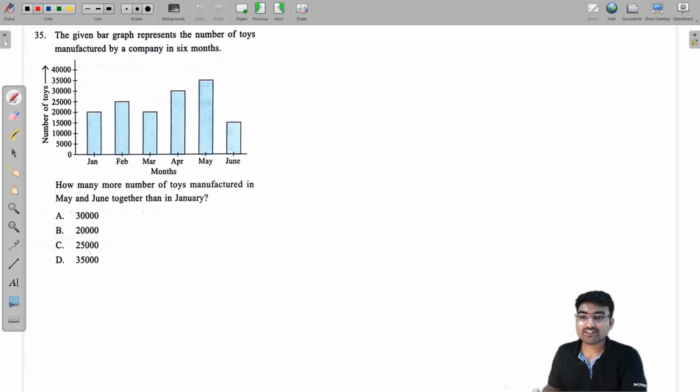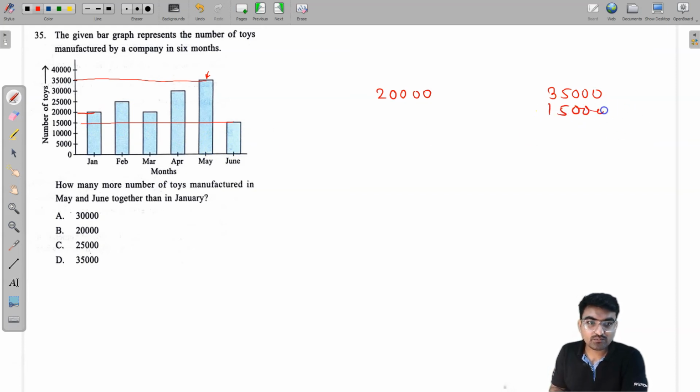Okay, so now question number 35. The given bar graph represents the number of toys manufactured by a company in 6 months. How many more number of toys manufactured in May and June together than in January? Okay, so in the month of January, the number of toys were 20,000. Okay, and May plus June. So in May, this is 35,000, and in June, it is 15,000.